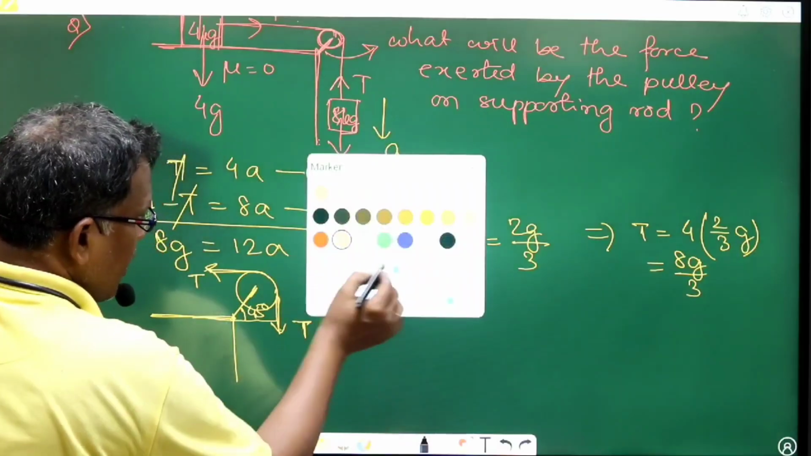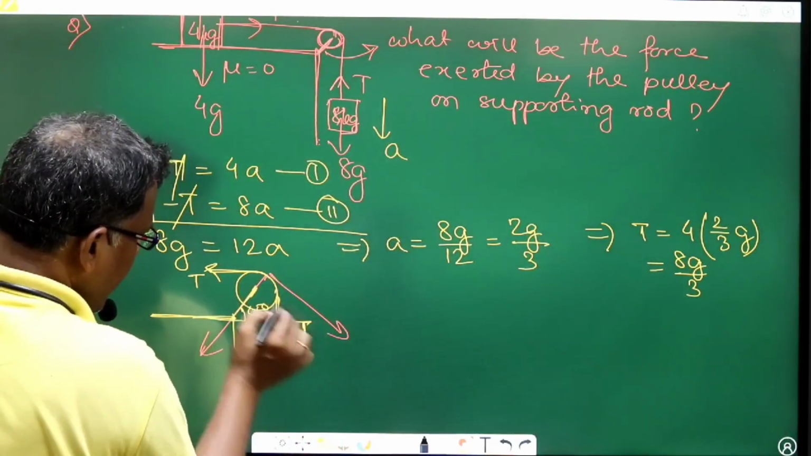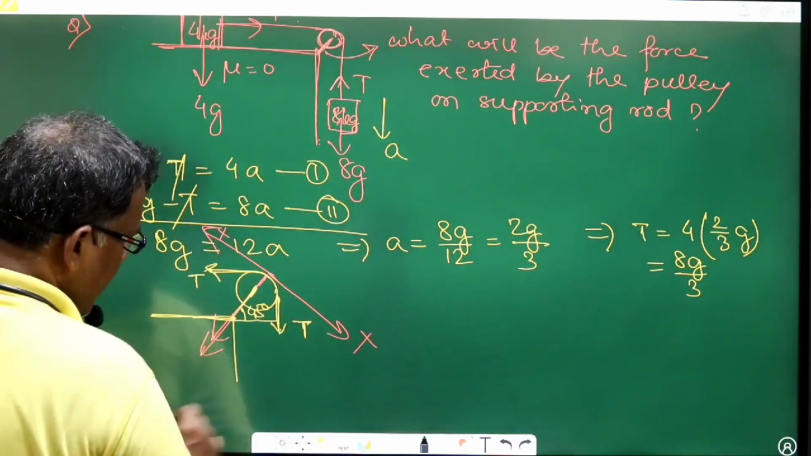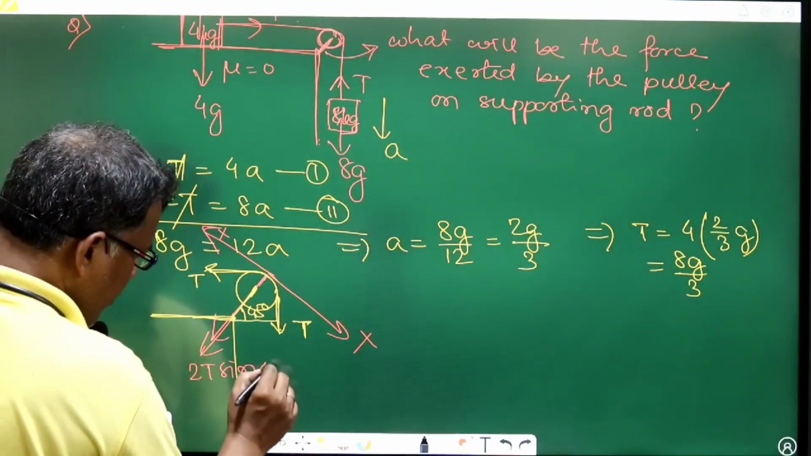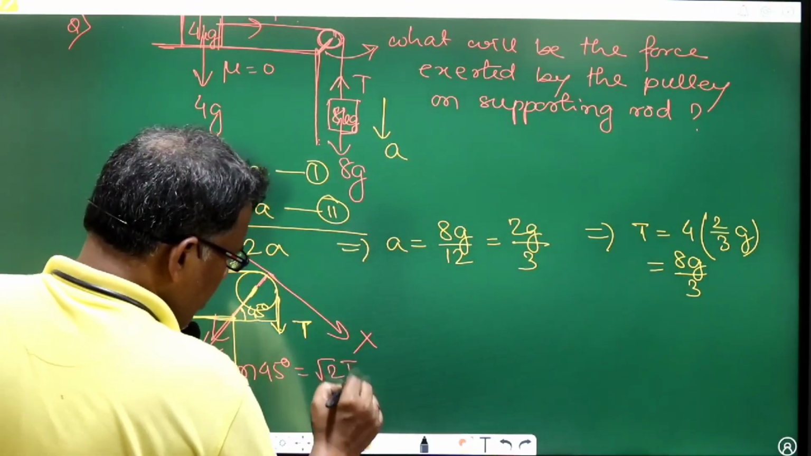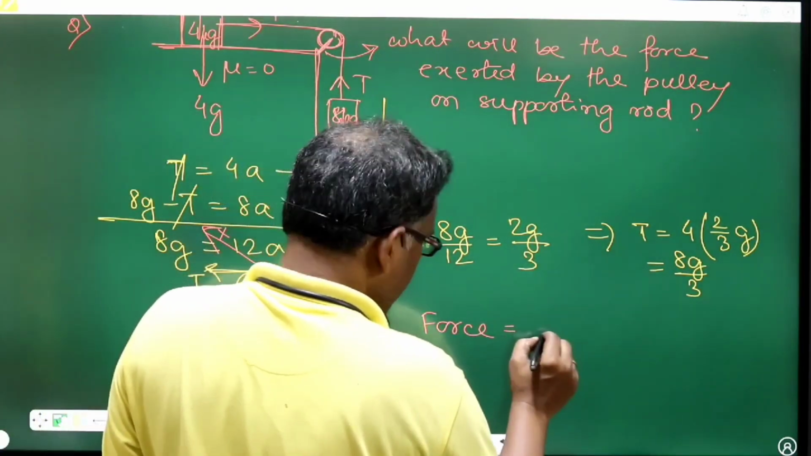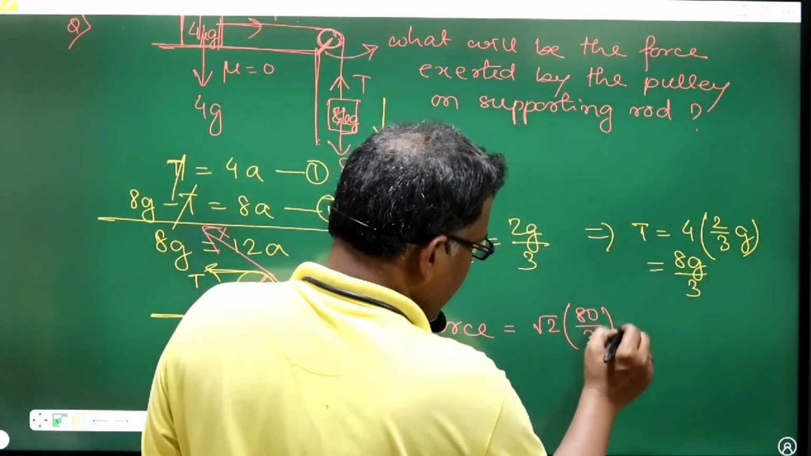So the resolution of T along this direction, for these two, T will be going this way. These two components will get cancelled out, and you can write this as 2T sin 45 degrees, right? So 1 by root 2, that is root 2 into T. So the supporting force will be root 2 into T, that is 8√2g by 3 Newton. Is that clear?